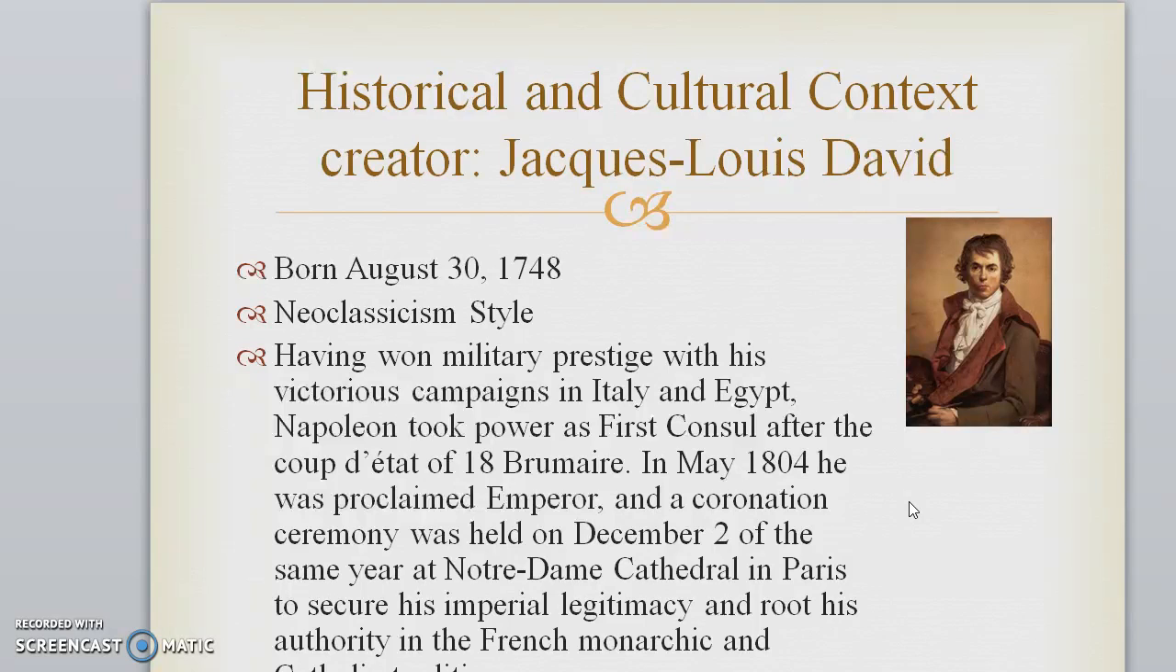In May 1804, Napoleon was proclaimed emperor, but did not officially become the emperor with the authority that he desired until December 2nd. The coronation took place in Notre Dame Cathedral in Paris, and this was to secure his imperial legitimacy and start to root his own authority as a French monarch and in the Catholic tradition.